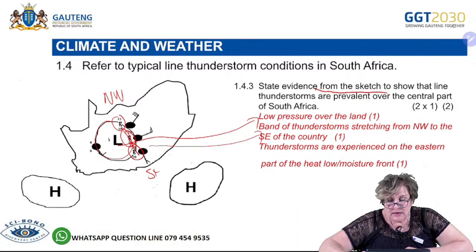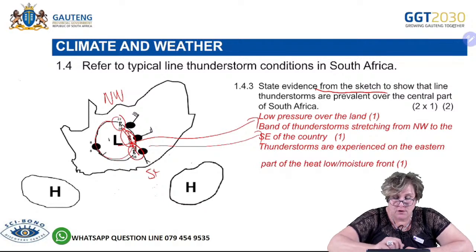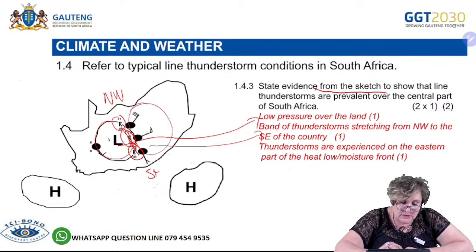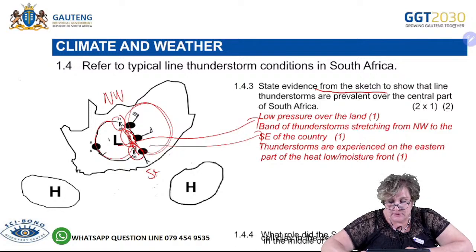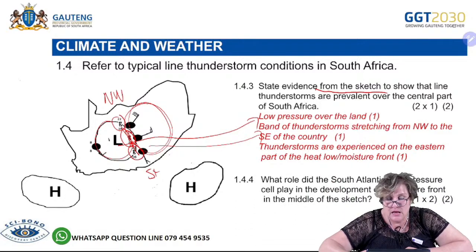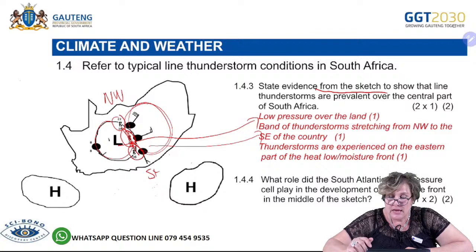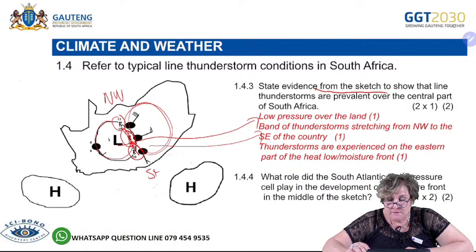Thunderstorms are experienced on the eastern part of the moisture front. It takes place on this part, the eastern part of the low or the moisture front. Here as well, boys and girls, very easy to get 2 marks.